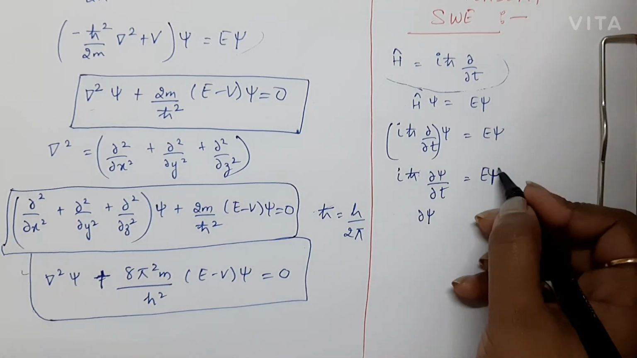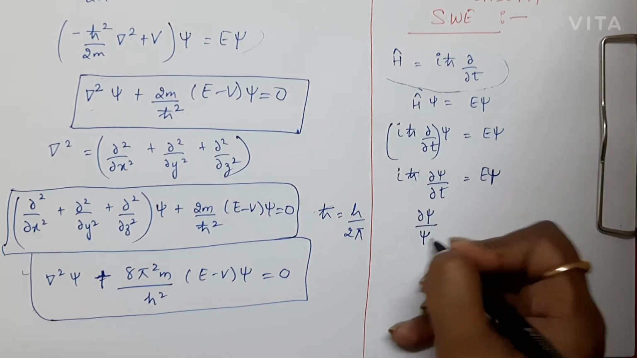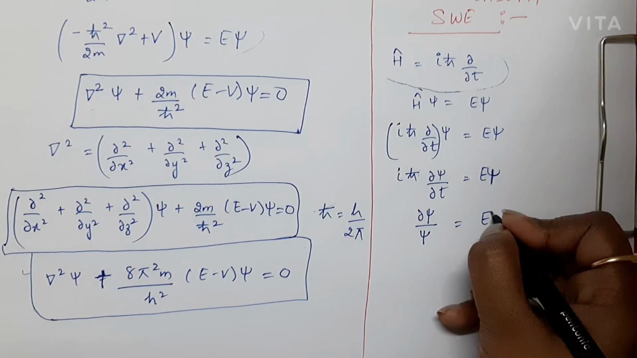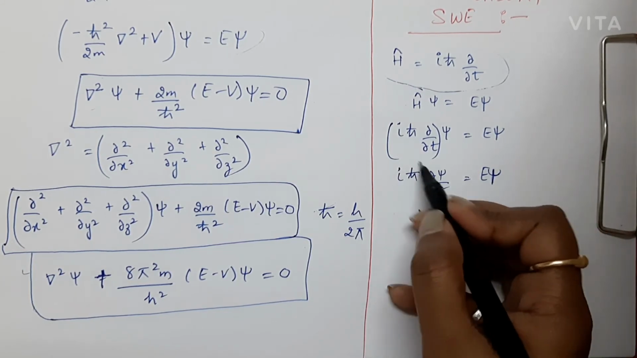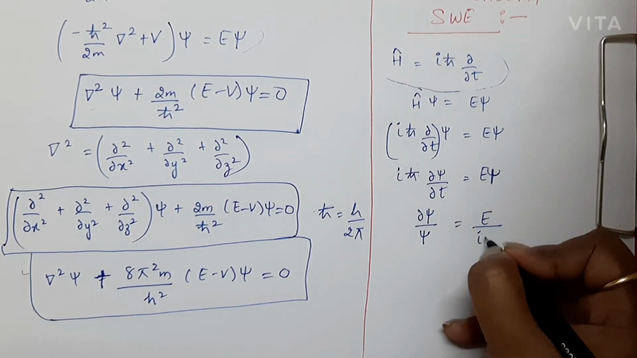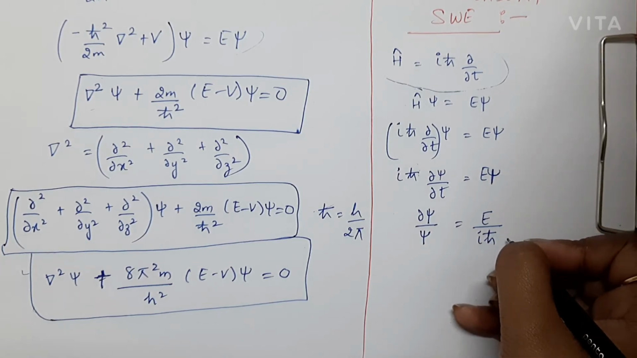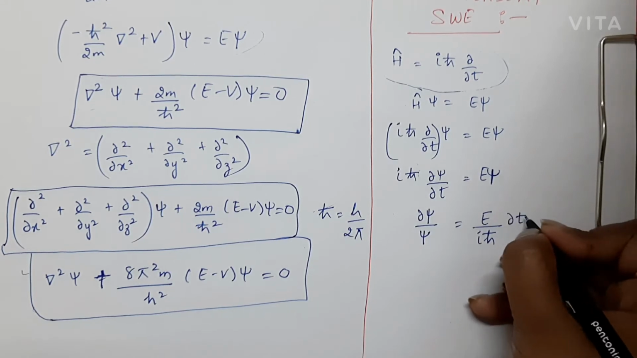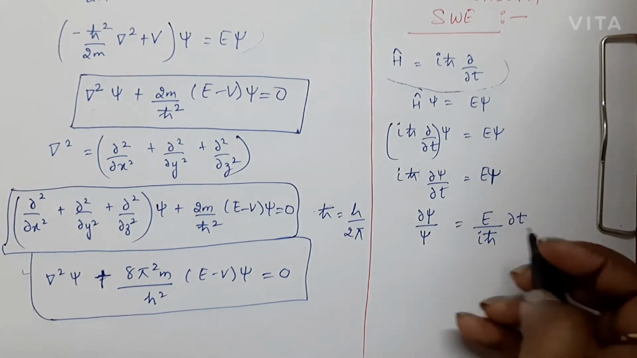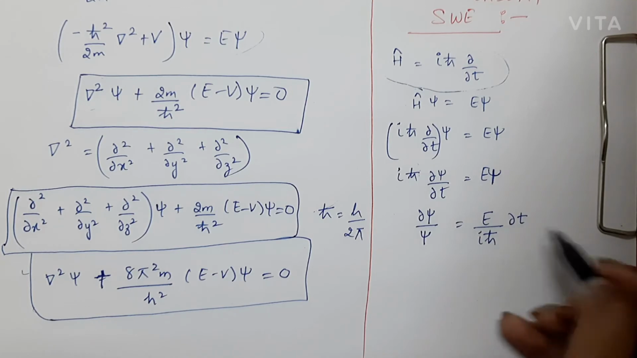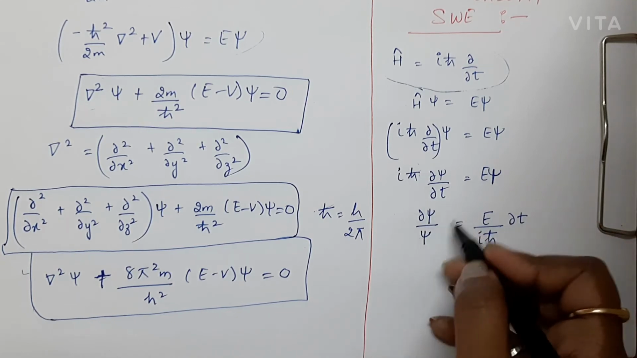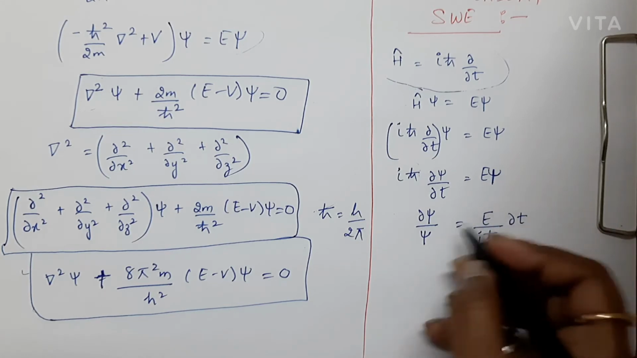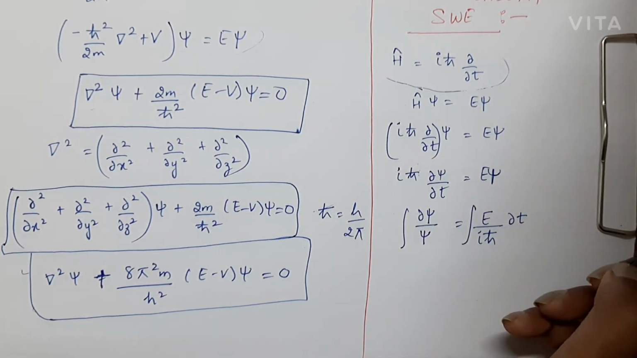I will take this psi also to the left hand side, so it will come in the denominator. Now e is here and I will take this iota h cross to the right hand side, it will come in the denominator, right? And this del t will also come here. So what I have done is I have simply separated the psi values and the remaining. So I have taken the del psi and psi onto the left hand side and the remaining values onto the right hand side. Now I will integrate both sides.